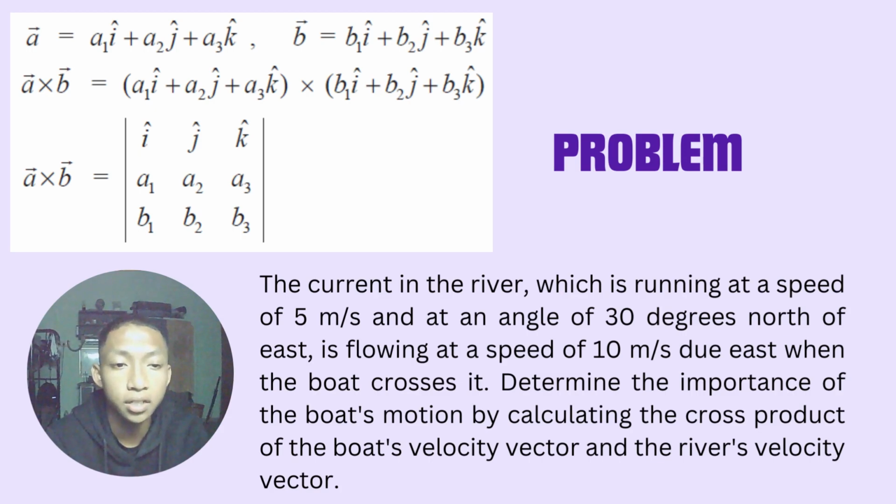Problem. The current in the river is flowing at a speed of 5 meters per second at an angle of 30 degrees north of east, and the boat crosses it at a speed of 10 meters per second. Determine the magnitude of the boat's motion by calculating the cross product of the boat velocity vector and the river velocity vector. As you can see, I already put the equation of the cross product in the slide.